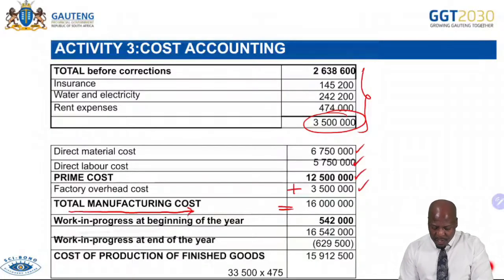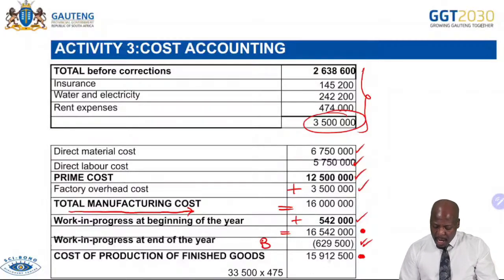Then you come to work in process at the beginning. Remember, this was given. So you're saying 16 million plus your work in process at the beginning, and it will give you 16,542,000. So you have this amount and you have this amount. The difference between the two will give you your work in process at the end. So this was the balancing figure. You simply say your 16 million minus your 15 million down there. Then you are done.